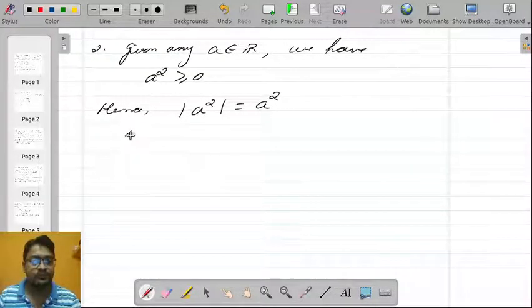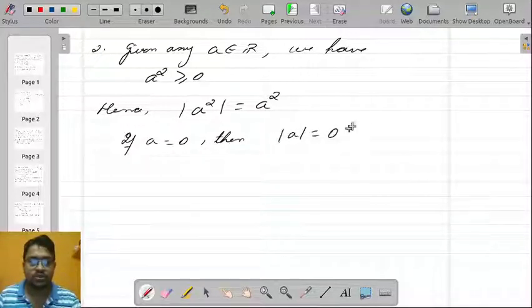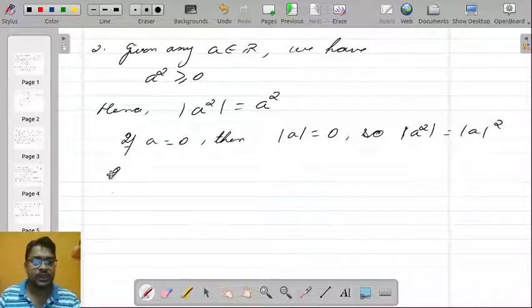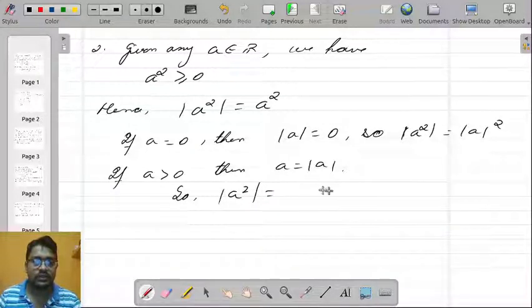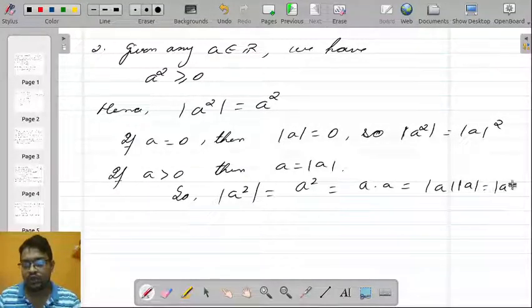Okay, if A is equal to 0, then both sides are equal. Then mod A is also equal to 0, and so mod of A square is the same as mod A whole square. Okay, if A is greater than 0, then A is equal to mod A. So mod of A square is the same as A square, which is equal to A into A, but A can be written as mod A, so it's mod A into mod A, so that is mod A square.